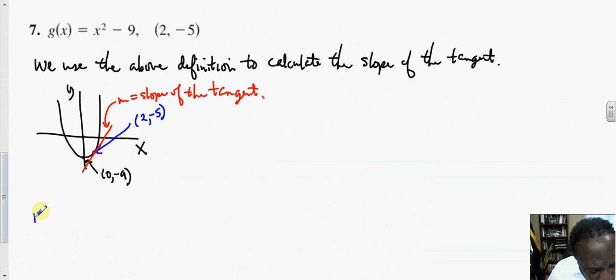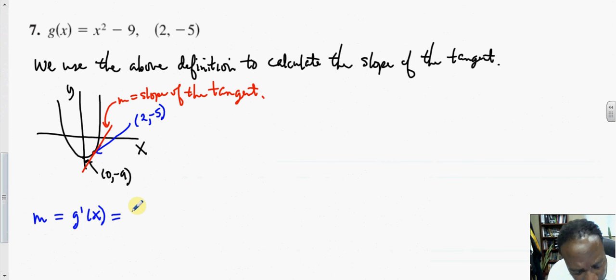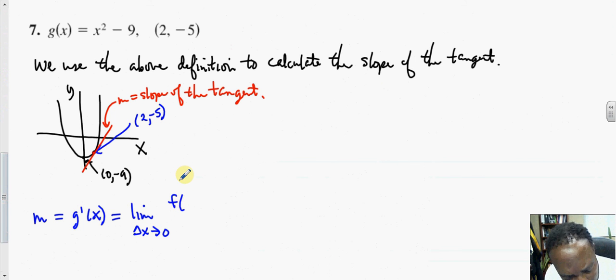And so we call this slope the derivative, with our notation here being g prime of x for the so-called derivative or the slope of the tangent. So this is the limit, we say, as delta x, the difference of the x values, gets very small. Well, we're using g here for this problem. g of x plus delta x minus g of x, all over delta x.